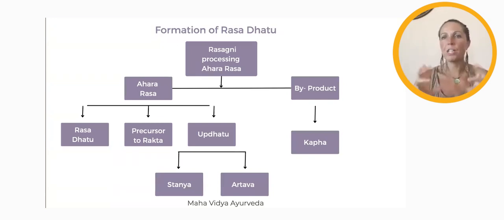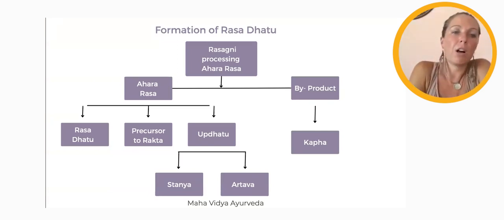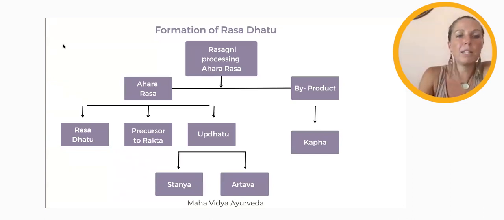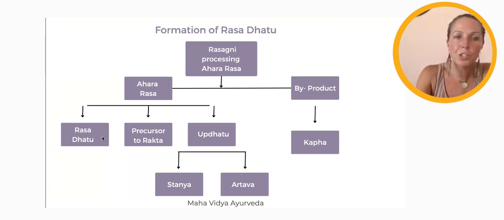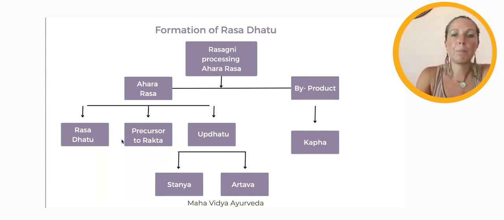There's got to be some transformational heat. And so when that's happening, we end up with the dhatu itself. We also end up with the updhatu, the subtissue. And we also end up with this precursor for the next tissue, which would be rakta. So then this precursor would go through the same process of raktagni, processing what's left of the ahara rasa to become Rasa Dhatu. Okay.